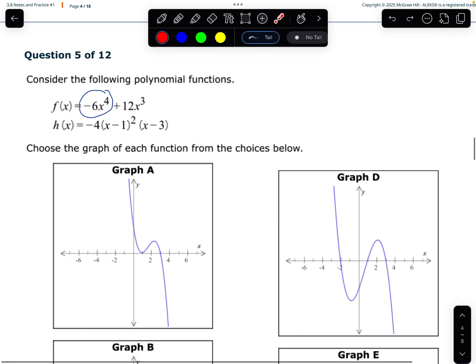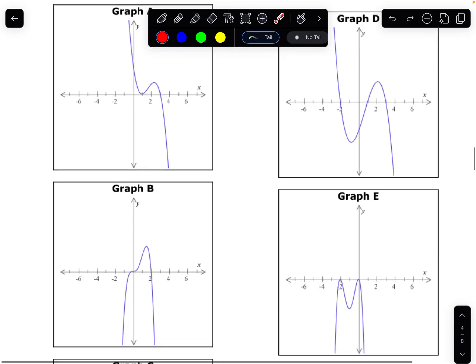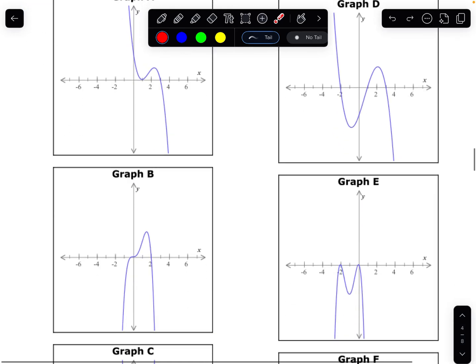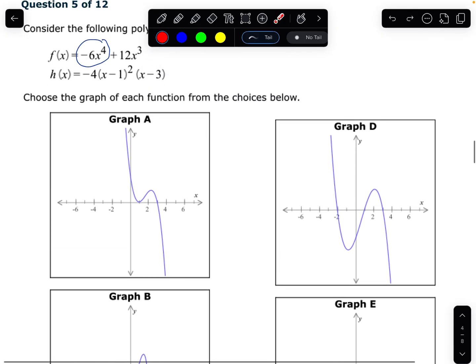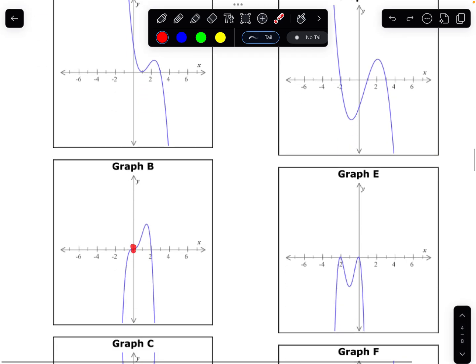So the next thing I'll do is, let's see if I can eliminate, I was going to say look for y-intercepts. So this y-intercept is 0, because to check for y-intercepts, you plug in 0 for x, and if you plug in 0 for x, you just get 0. But these both have a y-intercept of 0, so that doesn't help.